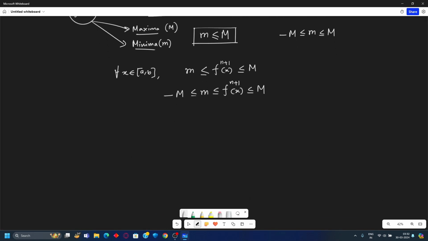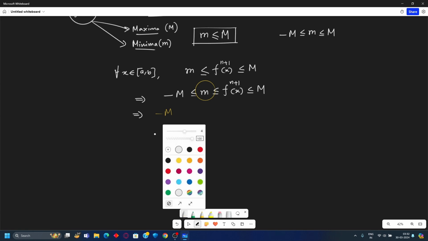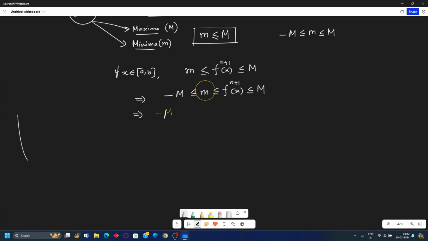Okay, now this portion. Now see, we don't need this portion. We don't need this part. So we just need minus m less than equal to f n plus 1 of x less than equal to capital M, right? Now this f n plus 1 of x should be equal to e n plus 1 of x, right?